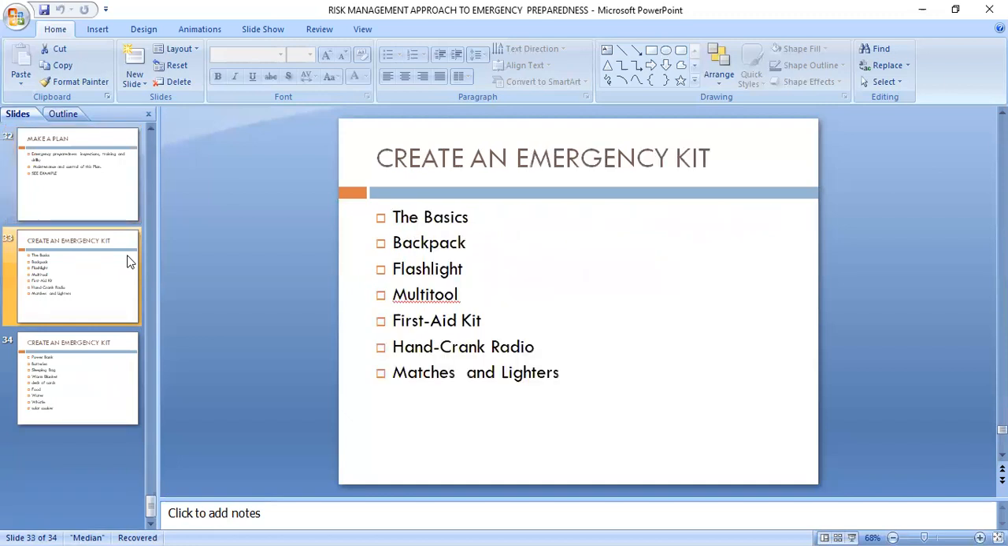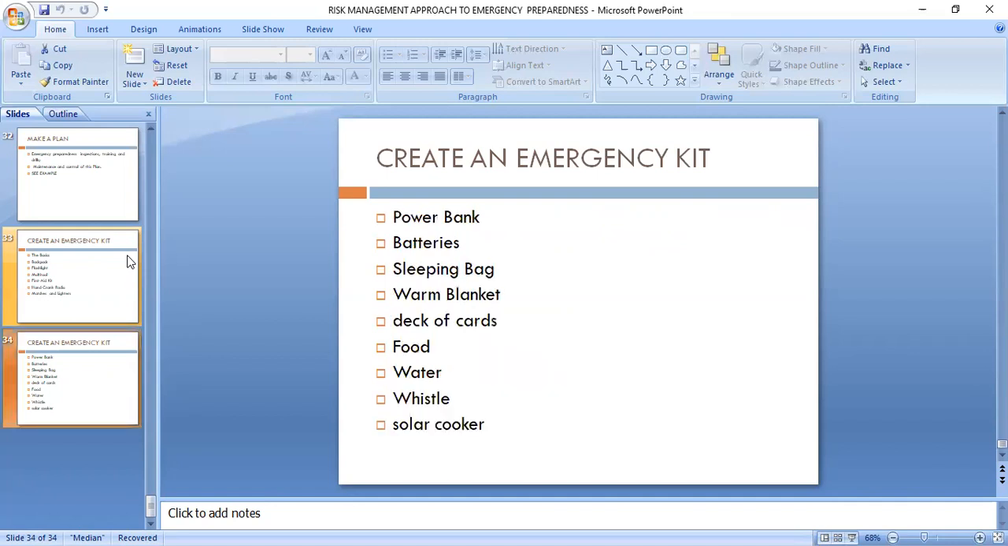So now that you already have an emergency preparedness plan, you need to create an emergency kit. You need to have in your kit backpacks, flashlights, multi-tool, first aid kit, hand crank radios, matches and lighters, power bank, batteries, sleeping bag, warm blanket, deck of cards to while away time, food, water, whistle, solar cooker. All these are resources you expect to have in your emergency kit.